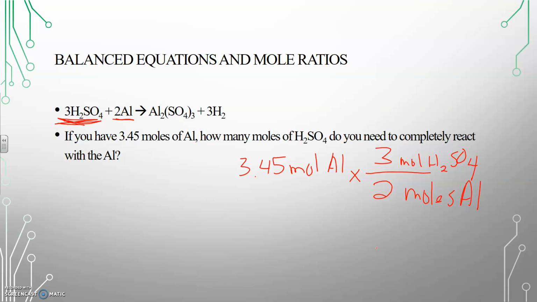And that's going to give you the number of moles you need of H2SO4 in order to completely react with the aluminum. So that works out to 5.175 moles of H2SO4. Now if you wanted to calculate the molar mass, you could figure out the number of grams of that. Okay, so you know how much mass of each of your reactants you need to completely react with each other without leaving excess over at the end. So you're not wasting materials.